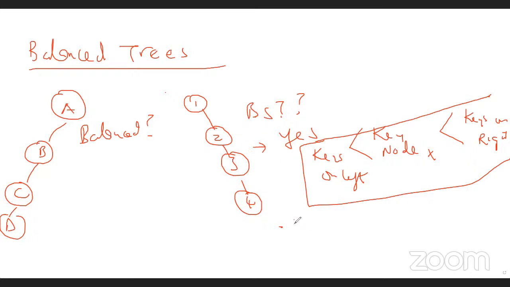Okay, not balanced. It's not balanced. Why? Because it looks like all the nodes are on one side. If we were to think about time complexity for operations, we have already seen what time complexity involves. What would be the worst case complexity for searching for an item on this tree?